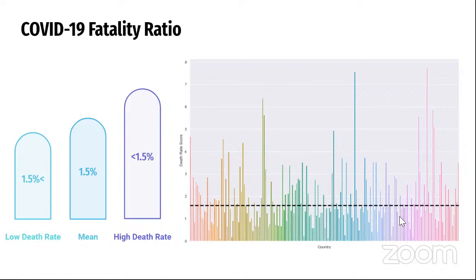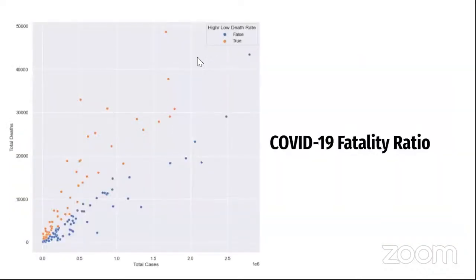After graphing all the countries, we graphed the mean of the death rate, or the fatality ratio, and it happened to be 1.5% of the total cases. 1.5% of the people who got COVID ended up dead on average. So any country that had a higher death rate, we categorized it as a high death rate country, and other countries as low death rate countries. Then we tried to graph those countries based on the total cases versus the death cases.